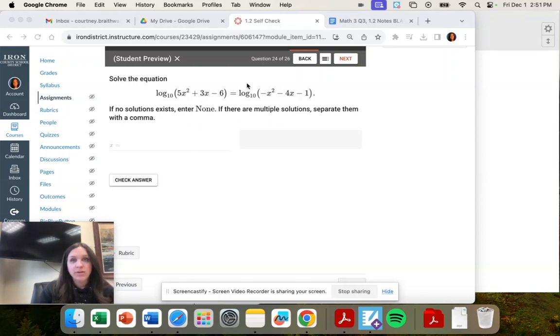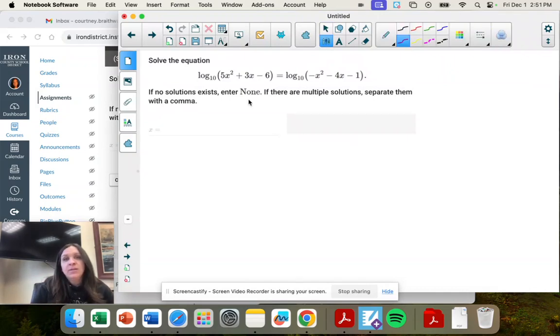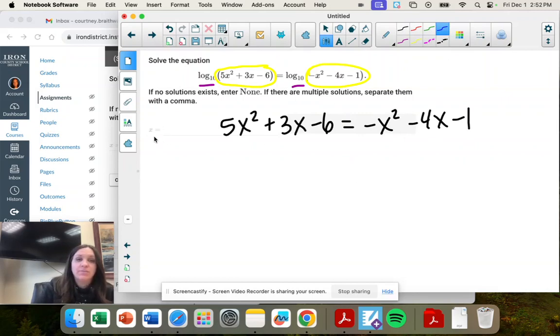Okay, 24. So just like on our last problems, when we have the same base log equal to each other, we're really just solving the argument equal to the other argument. So I'm going to have 5x squared plus 3x minus 6, and we need that equal to negative x squared minus 4x minus 1. So I want you to notice there's an x squared.